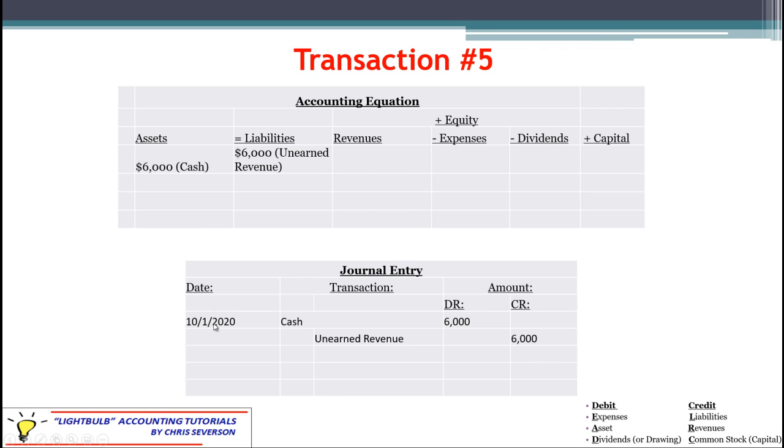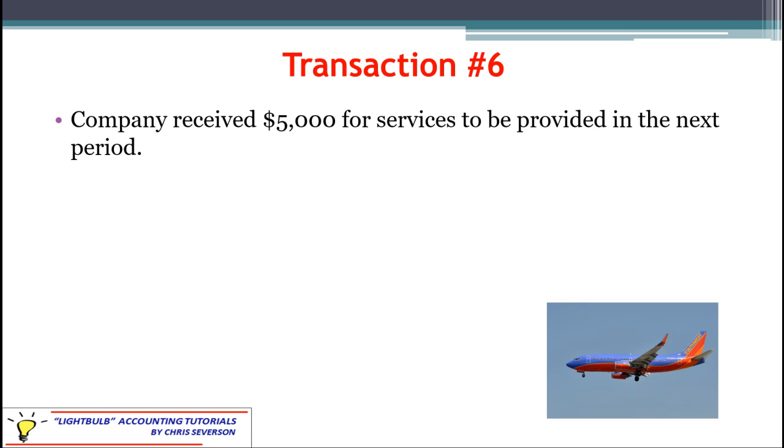Now this was on 10/1, so we are increasing cash with its normal debit balance for that asset. We debit cash for $6,000. Unearned revenue is indeed a liability, and it has a normal credit balance, so we credit unearned revenue to increase that. Let's go to transaction number 6.